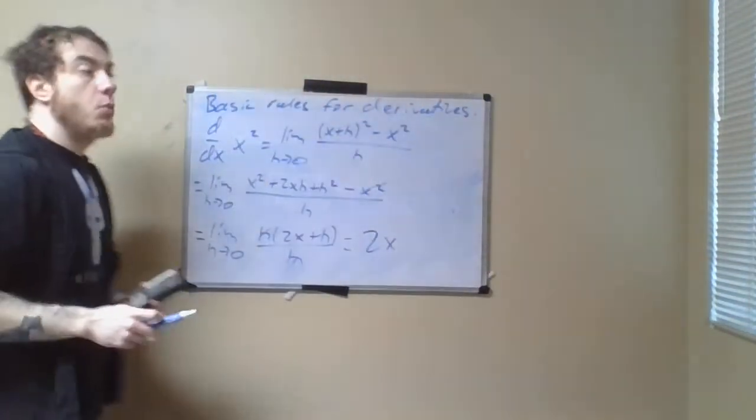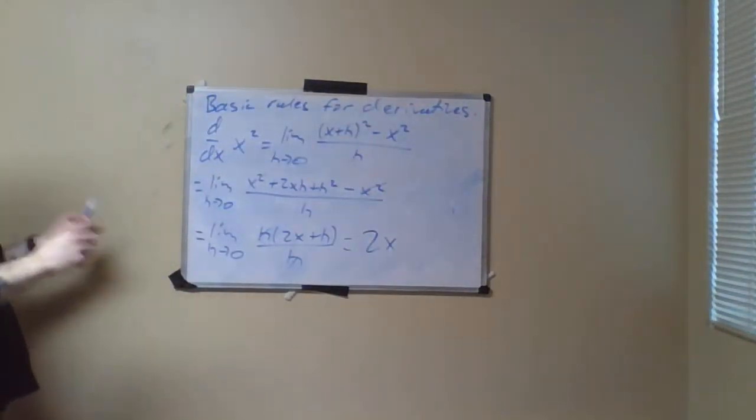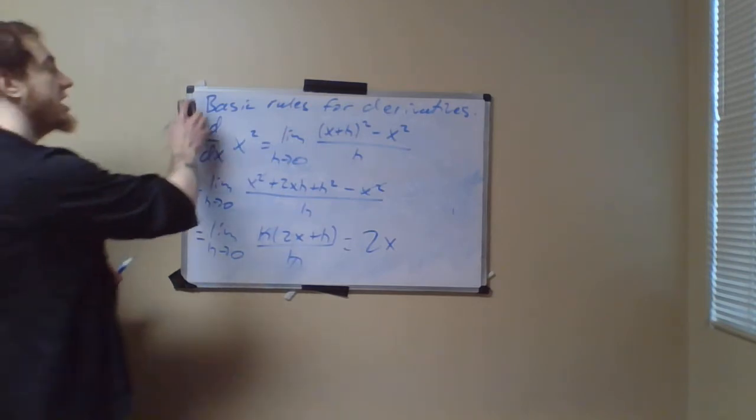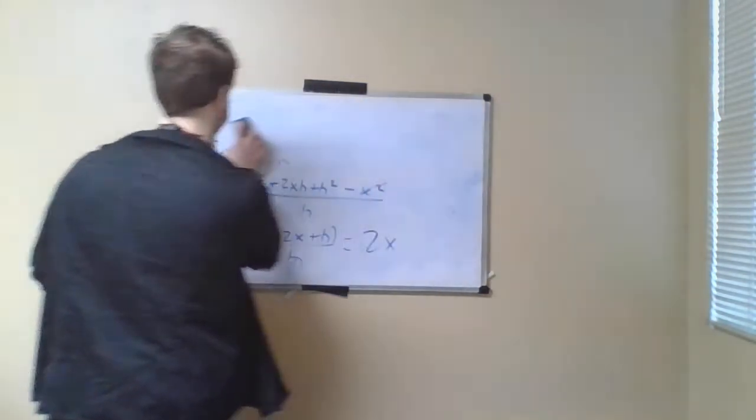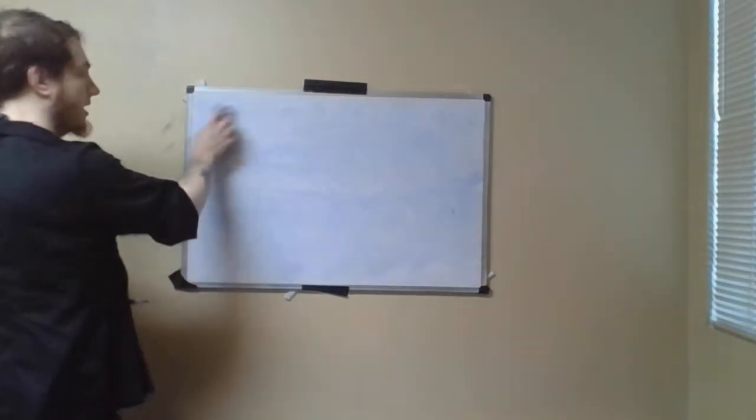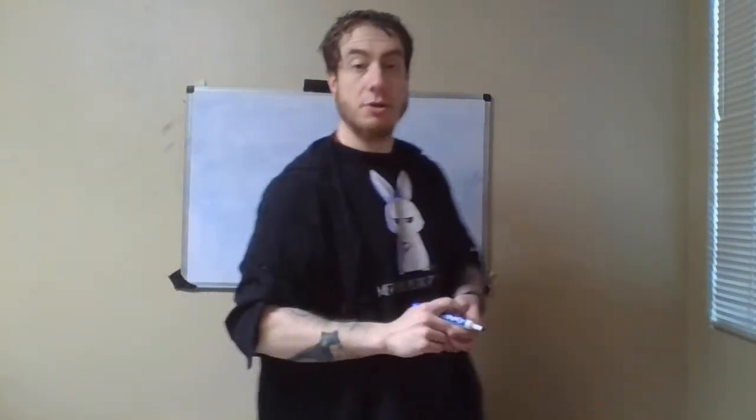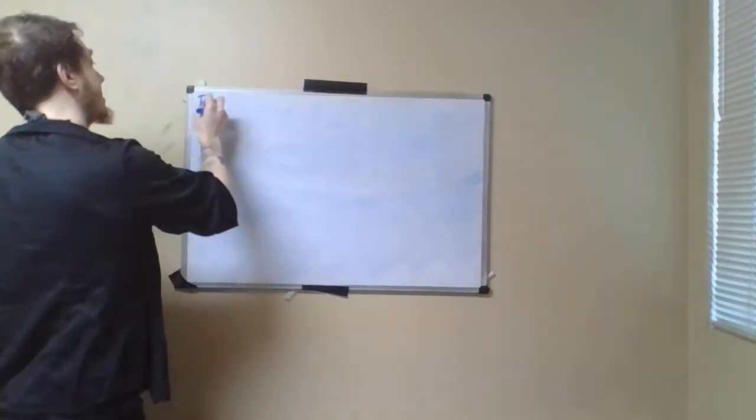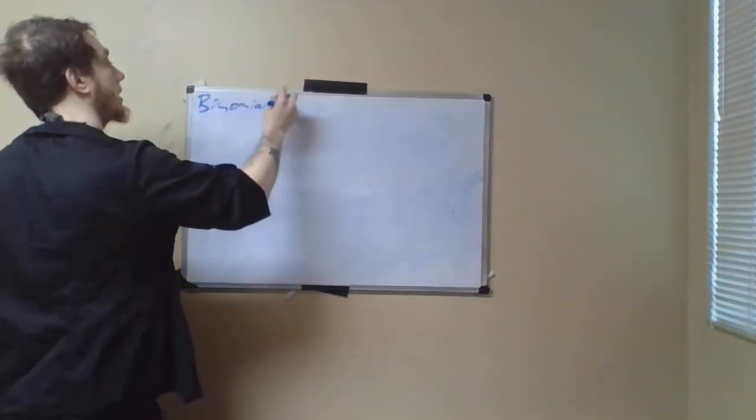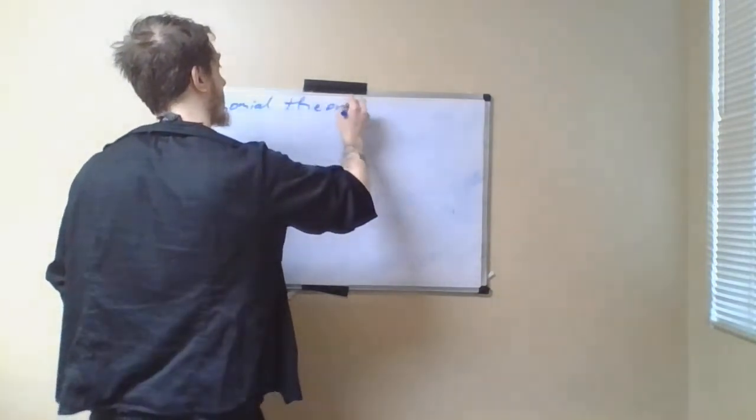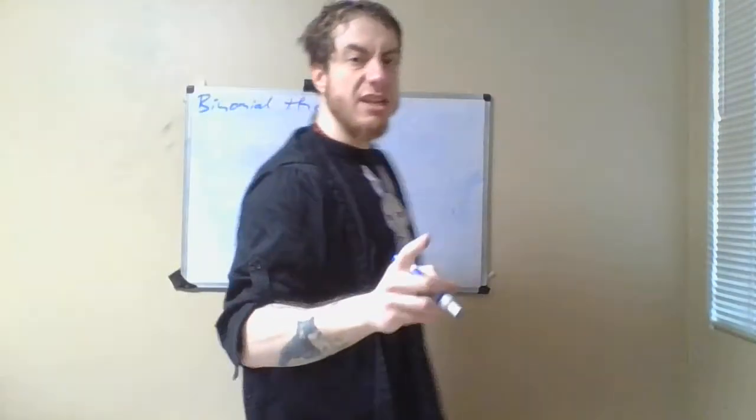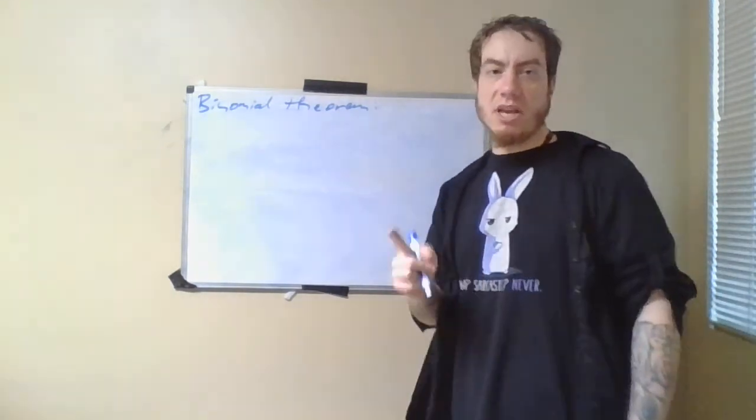Now, we can actually use this same idea to take the derivative of x to the nth power. And how do we do this? Well, here's the thing that I want to remind you of for this process. We need something called the binomial theorem. Actually, we only need part of the binomial theorem, so I'm going to tell you the part that we need.